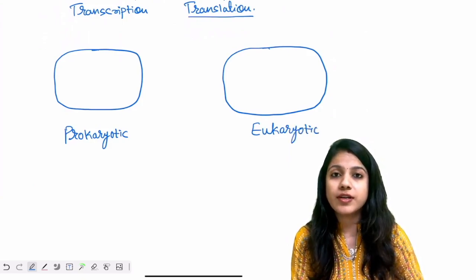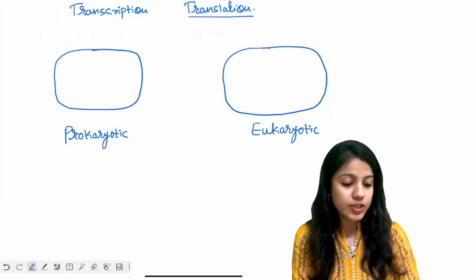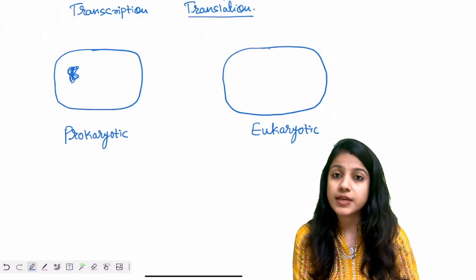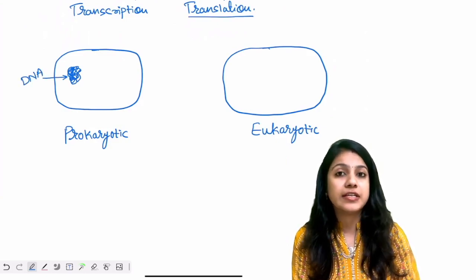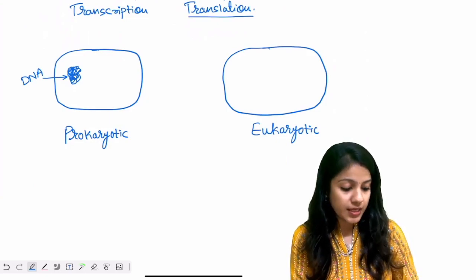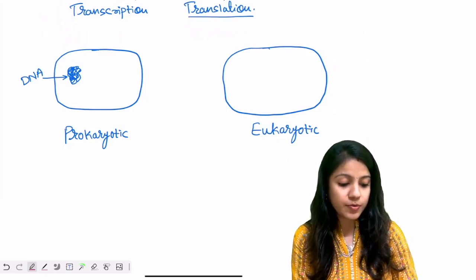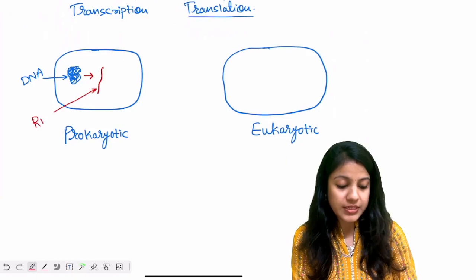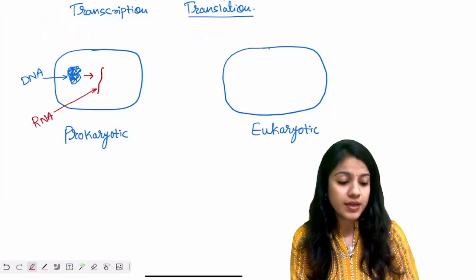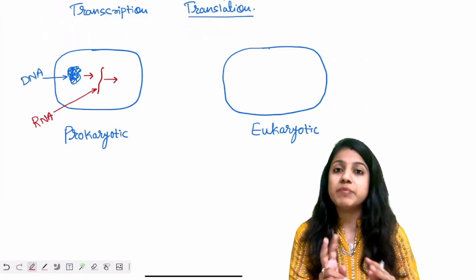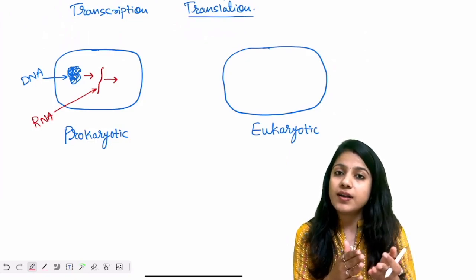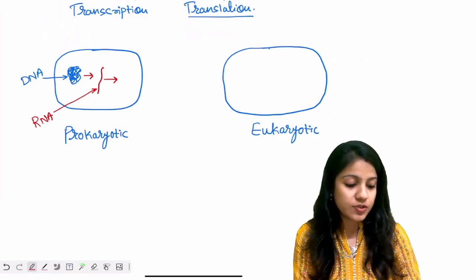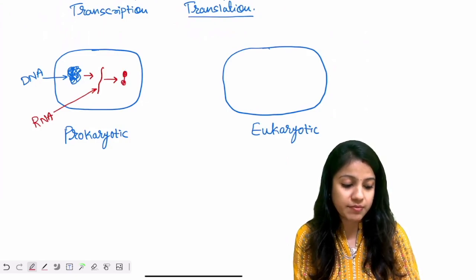We know that prokaryotic organisms do not have a well-defined nucleus. So they have genetic material present in the cytoplasm only, right? So this is DNA in the case of prokaryotes, which is freely present in the cytoplasm. In the cytoplasm, this DNA is used for the production of single-stranded RNA. So this is our RNA. In the same cytoplasm, in the same medium, DNA is used for the formation of RNA. Now RNA is used for the formation of proteins in the same medium, right?